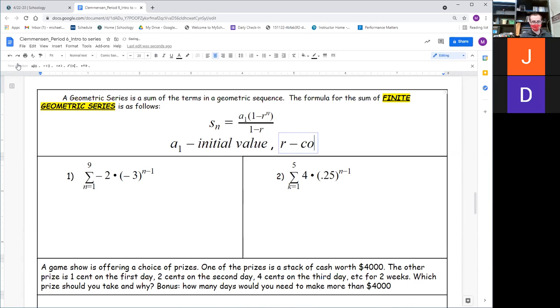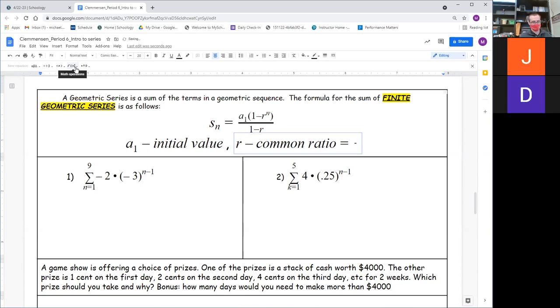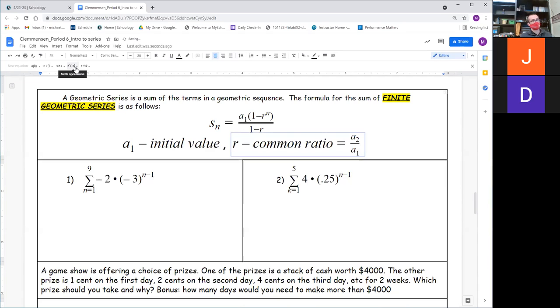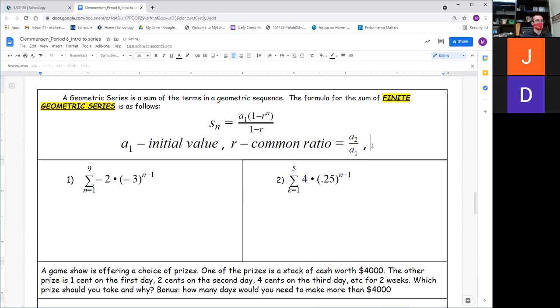R is my common ratio. To get my common ratio, I go fraction bar, A sub, whatever I want. Let's call it 2. Nice and easy. Over A sub 1. All right, that's how we can get it nice and easy. It can be any two numbers that are right next to each other. 2 and 1, 3 and 4, anything like that.